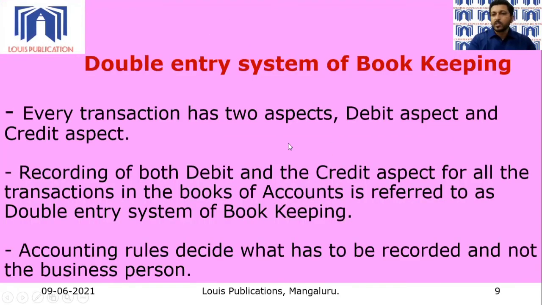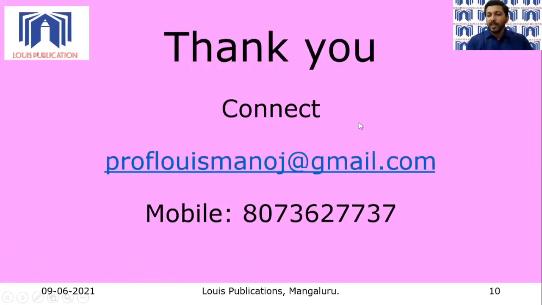But when it comes to double entry system of bookkeeping, both the debit and the credit aspect for every transaction is recorded in the books of accounts. That's why it is called double entry system of bookkeeping. And as per section 209 of the Companies Act of 2013, all businesses, especially companies, must compulsorily record their books of accounts under double entry system of bookkeeping. We say all businesses in India or anywhere in the world have to compulsorily follow double entry system of bookkeeping. So I hope the concept of systems of bookkeeping, both single entry as well as double entry system of bookkeeping, is clear. So that's all I have in this particular session.